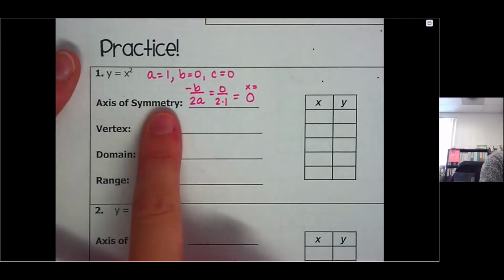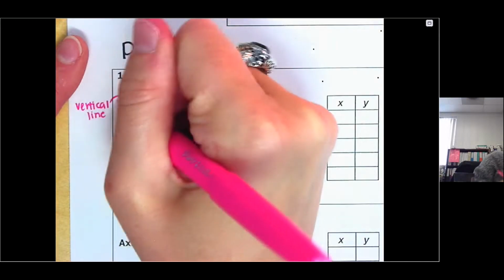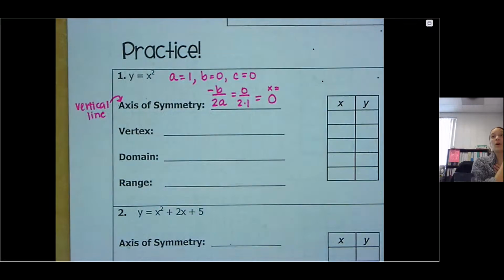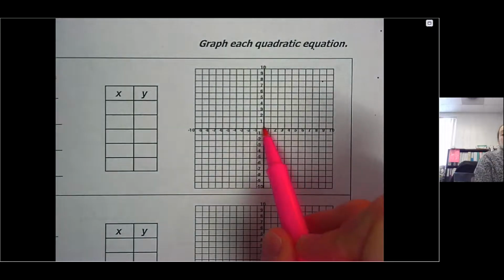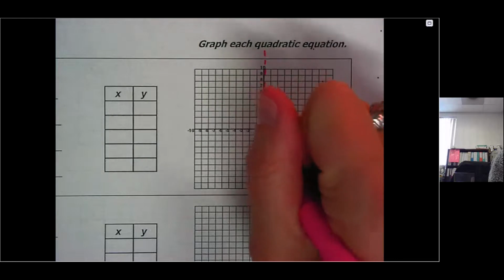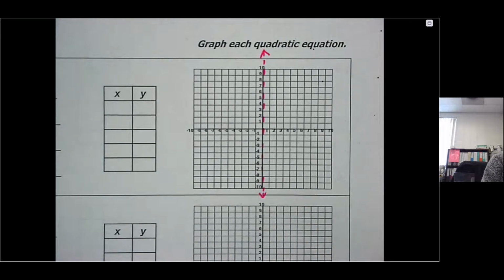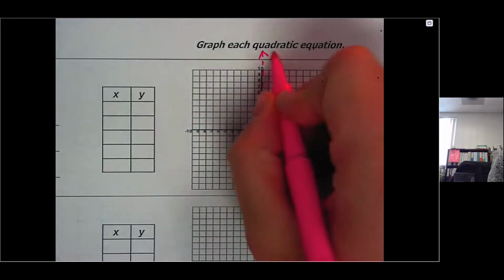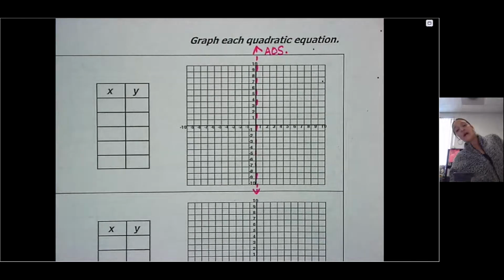So maybe next to axis of symmetry I'm going to write down the words vertical line so that I remember to make it vertical. So let's jump over to our picture and draw in the axis of symmetry. At the number 0, I'm making a vertical line. So I'm going to come over here to my graph. Here's 0. Right here, that's where I'm going to make my axis of symmetry. Typically we just do a dotted line. If you want to highlight it, that's not a bad idea, to show that that's where your axis of symmetry is. And I'm just going to put AOS right next to it. If you want to grab a highlighter from the boxes, you're welcome to.